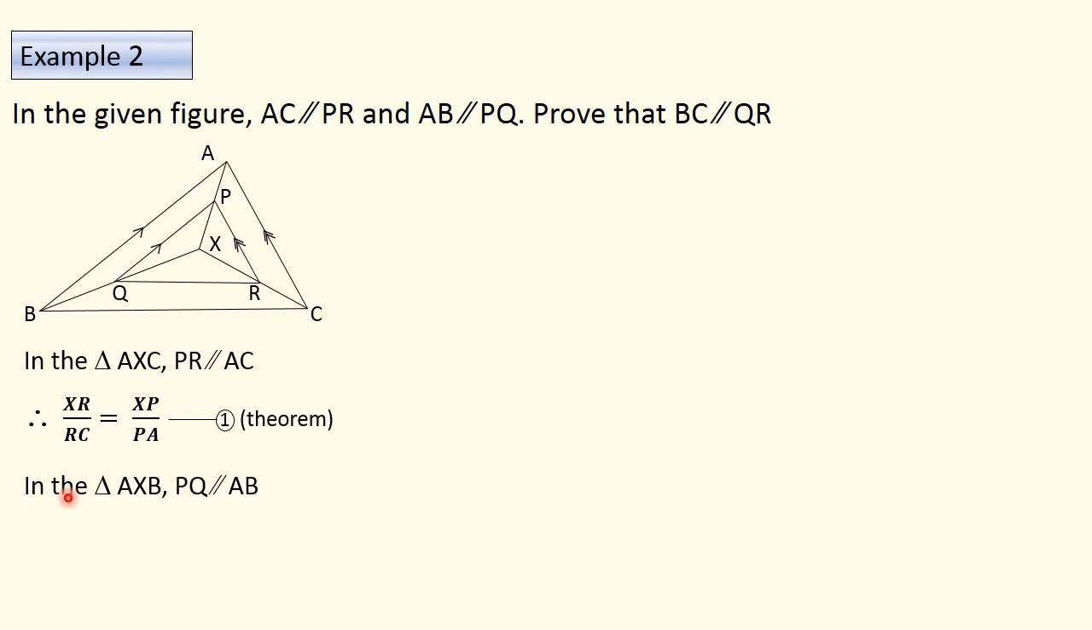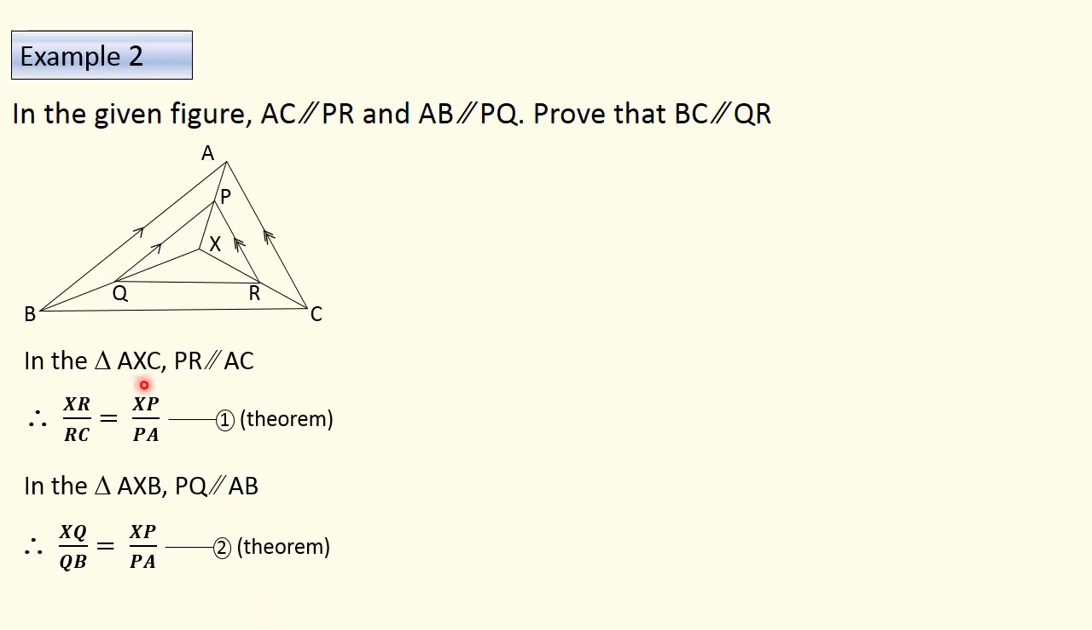One more time, we apply the same theorem, this time for the triangle AXB. Here too, the line PQ is parallel to the side AB. Since the lines are parallel, what is the conclusion? What is the result when we apply the theorem to the triangle AXB? Again the ratio is equal. So XQ over QB equals XP over PA. So this is the second time we apply the theorem, for the triangle AXB.